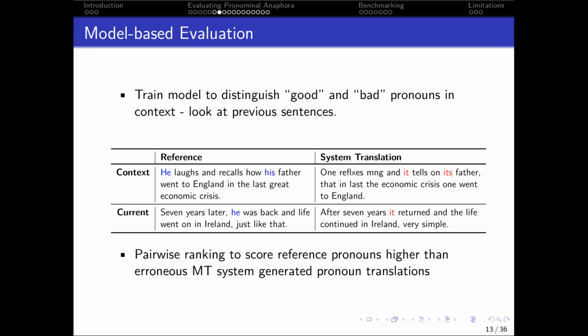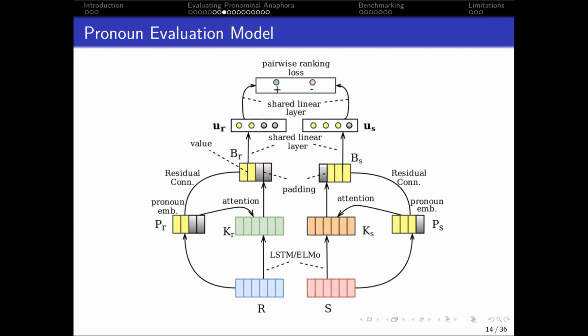The idea is that we'll use pairwise ranking to score the reference pronouns higher than erroneous, empty system-generated pronoun translations. So here's what the full model looks like. I'll break this down, but the main idea here is that both the reference and the system translation go through the same model, that the parameters are all shared. And finally, there'll be a pairwise ranking loss at the end.